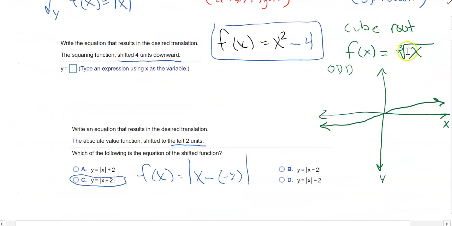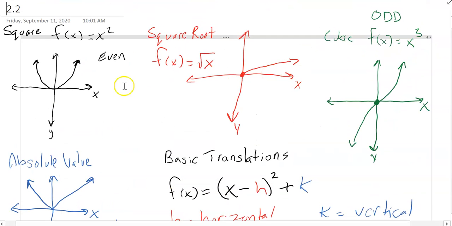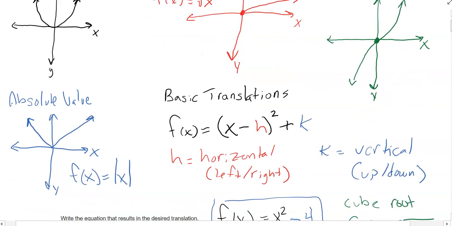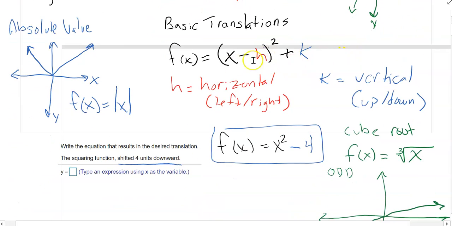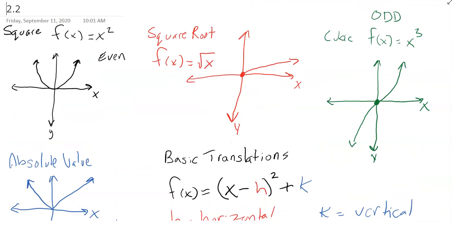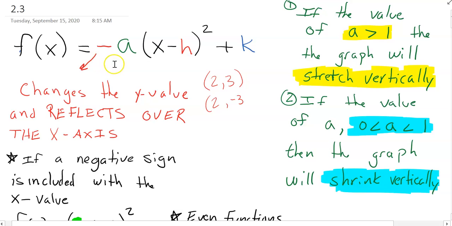As you can see, the index of the root is here. We don't have to write it with the square root because it's understood that the 2 or the index is there. And still with what we did yesterday, we're still going to have horizontal movement as well as vertical movement dealing with the x and y values. Now as we get into 2.3, we're only changing two things.